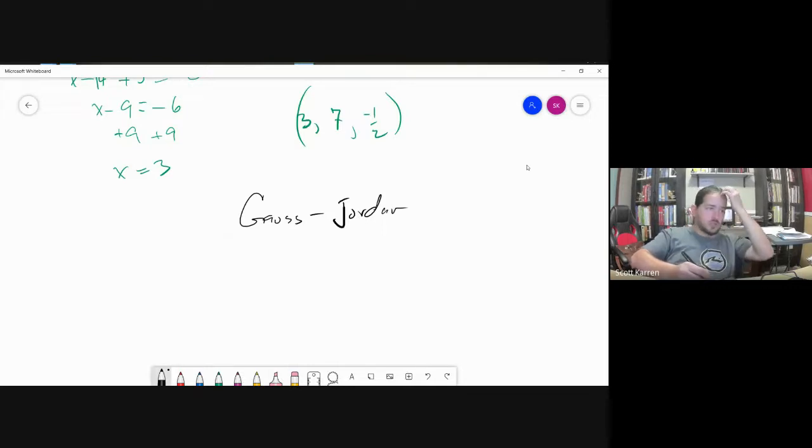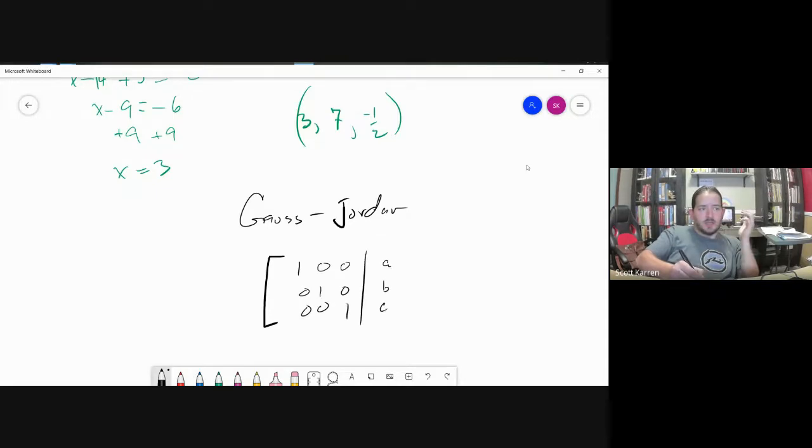So the Gauss-Jordan just says, hey, Gauss, you're dumb. Why did you stop? You can keep going. And Gauss says, if you can get 1, 0, 0, 0, 1, 0, 0, 0, 1, augmented with whatever, A, B, C, right? Then you're done. X is whatever A is, Y is whatever B is, and Z is whatever C is, right? So if you can keep going, then you don't have to do this back substitution method, right?